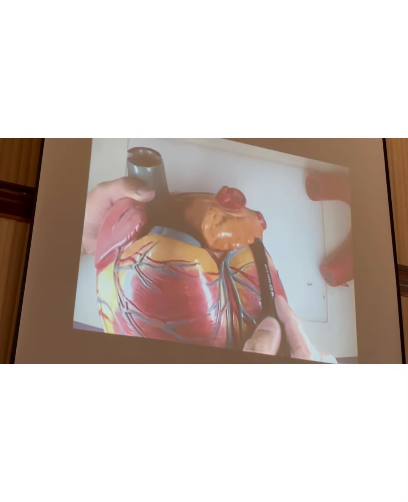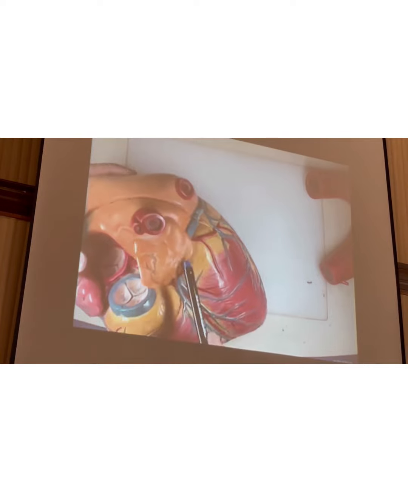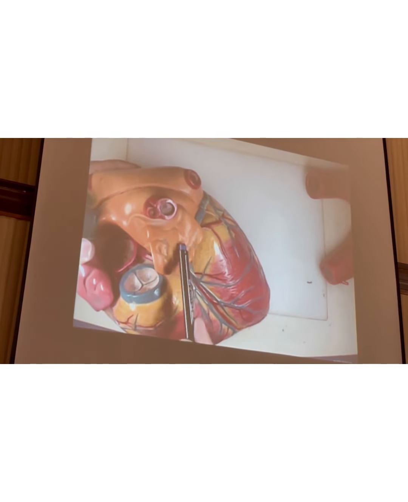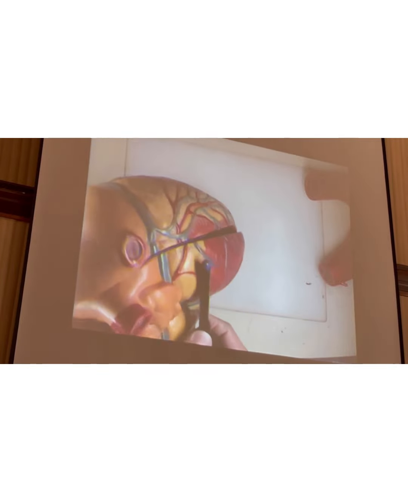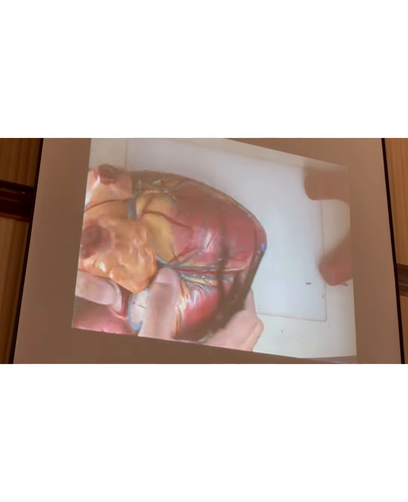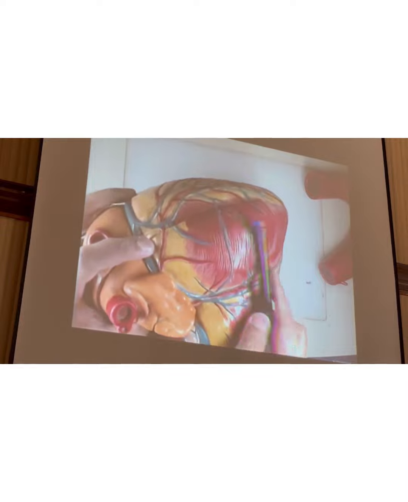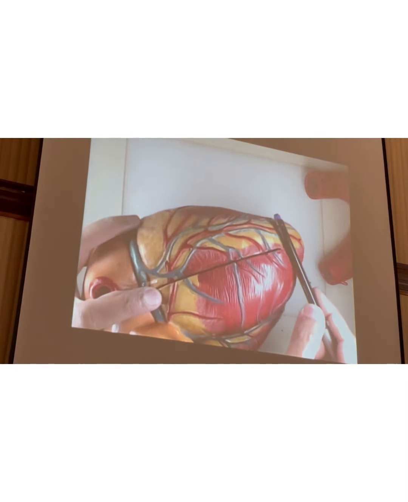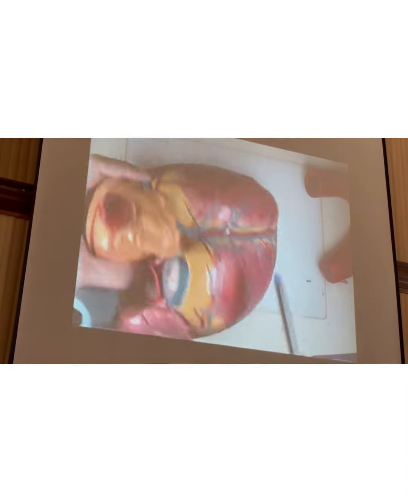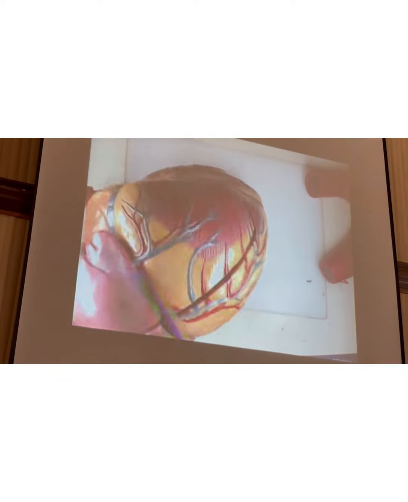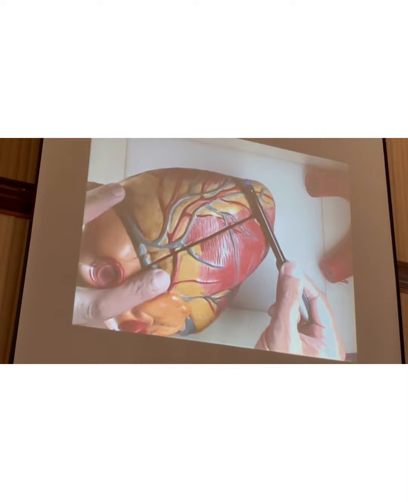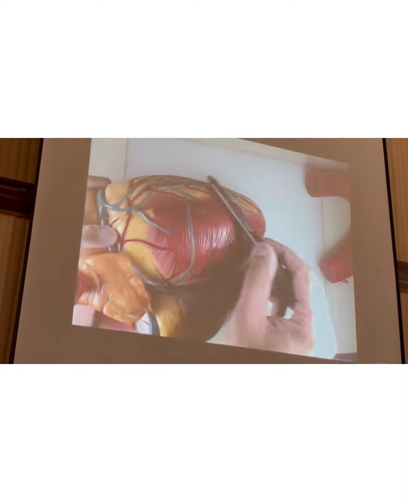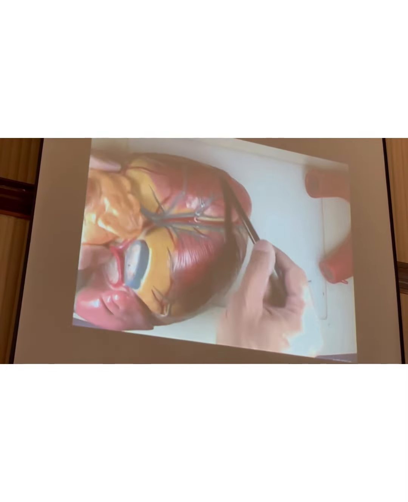The circumflex branch runs in the atrioventricular groove, the left atrioventricular groove. The circumflex will give this branch, which is the left marginal. We said the right marginal comes from the right coronary, and the left marginal comes from the circumflex. The left marginal supplies the left margin.